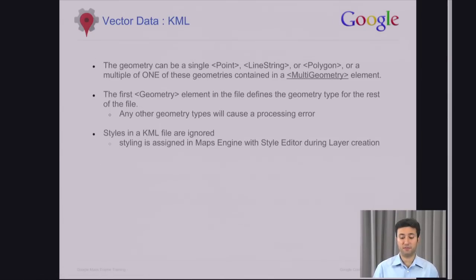When working with KML files, one thing to watch out for is the type of geometry available within the KML file. So typically KML files could specify one or more point data, line string, polygons, or could be a combination of these types of geometries. In Maps Engine, we allow one or multiples of one type of geometry. So if the KML file starts with a point feature, Maps Engine expects all the other features that follow to be of the same geometry type.